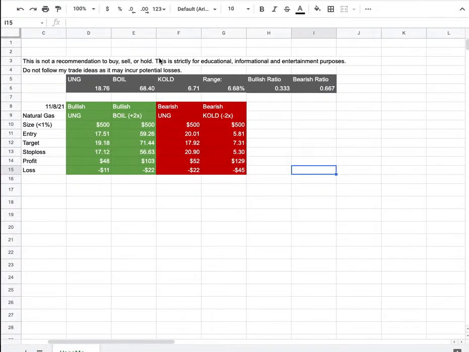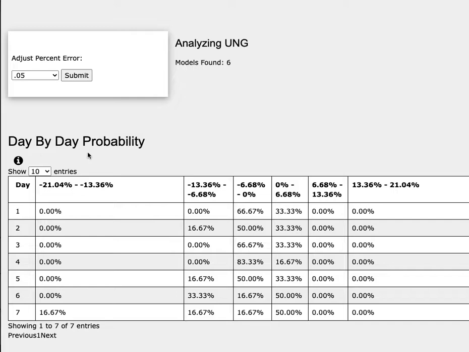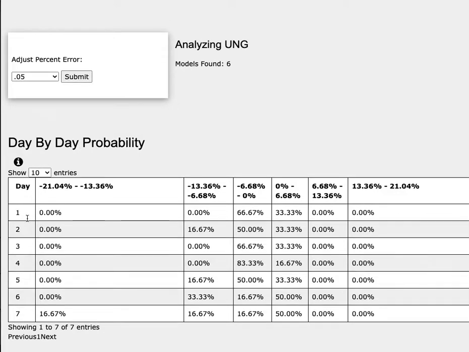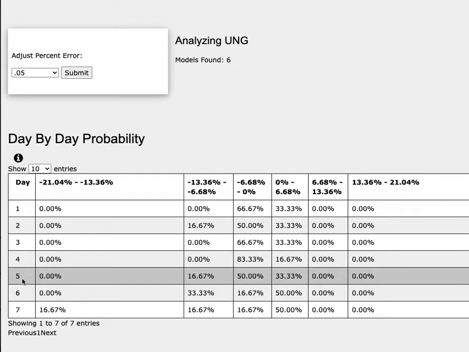So how did I develop the trade ideas? It all comes from the day-by-day probability model. As we progress to the 5th day or week of trading, natural gas has a 33% chance to climb between 0 to 7%. To the downside, it has a 50% chance to fall between 0 to negative 7%, and a 17% chance to fall between negative 7 to negative 13%.